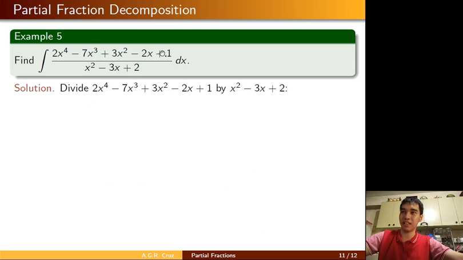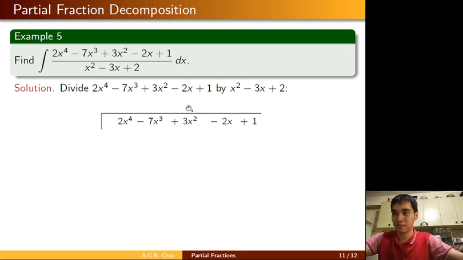Instead, let's divide the numerator here by the denominator. So, let's recall how to perform long division. We have here the division bar. Inside the division bar is your numerator, itong part na to. Tapos to the left of the division bar is your denominator, si x squared minus 3x plus 2. And then what you do is, you take the leading term of your numerator, which is 2x to the fourth, to divide that by the leading term of the denominator, which is x squared. We get 2x to the fourth divided by x squared. What is that? It is 2x squared, no?